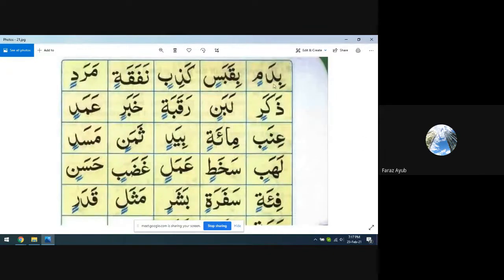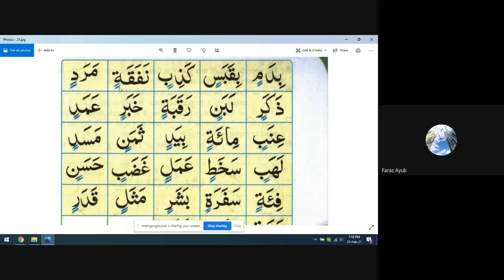So here is the exercise of kasratain: fatha, kasra, and kasratain. That means zabar, zir, and do zir. If you want to stop on it, bidamin becomes bidam. So if the last letter has dozir or kasratain and you want to stop on it, then it will become bidam, not bidami. The most important thing is on this word.